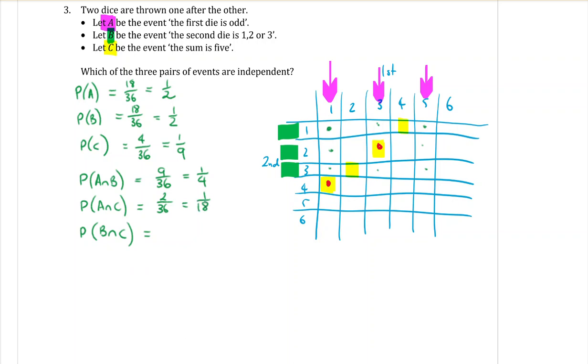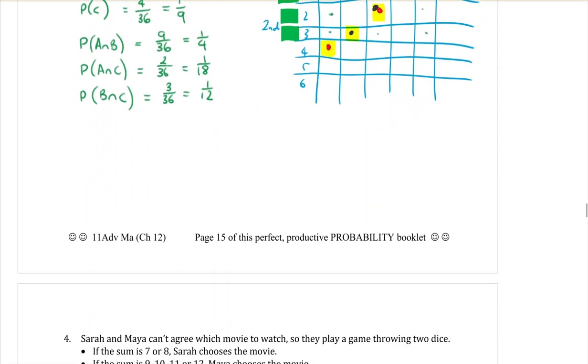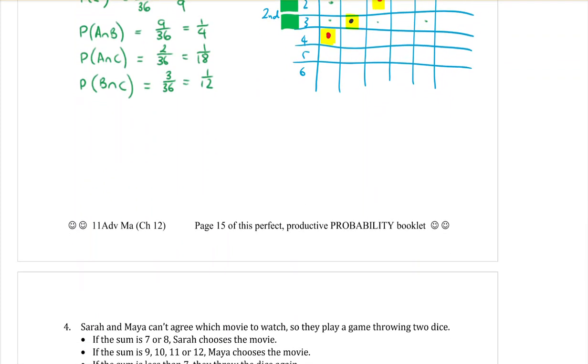And the probability of B and C means I want the green and the yellow, which would be, trying to find a different color to use here. We could have the green and the yellow would meet at that one, and this one. There's 3 times out of 36, which simplifies to 1 out of 12. So now that I've done all the background work, I now need to test the independence.